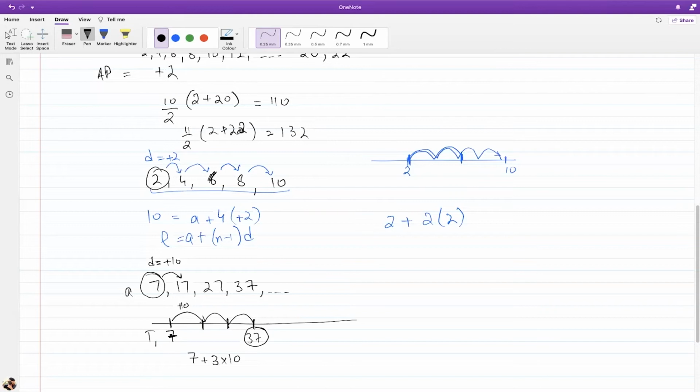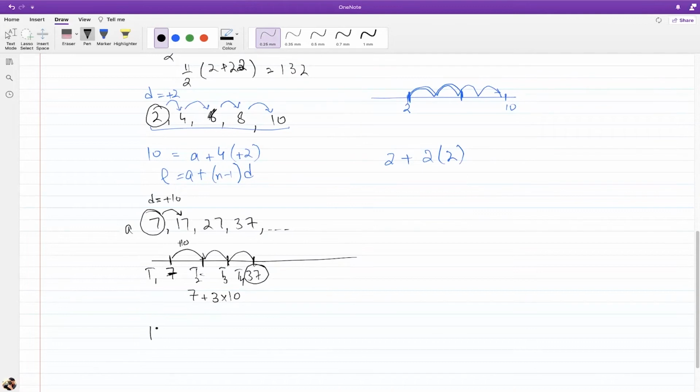This is term number 1. This is term number 2. This is term number 3. This is term number 4. Term number 4 will always come when you start at the starting point and you take 3 jumps. Term number 5 will always come when you start at the starting point and you take 4 jumps. Term number 17 will always come if you start at the starting point and you take 16 jumps. That means if I want to find term number n, I want to find the nth term, it's going to be the starting point plus one less jump than that.